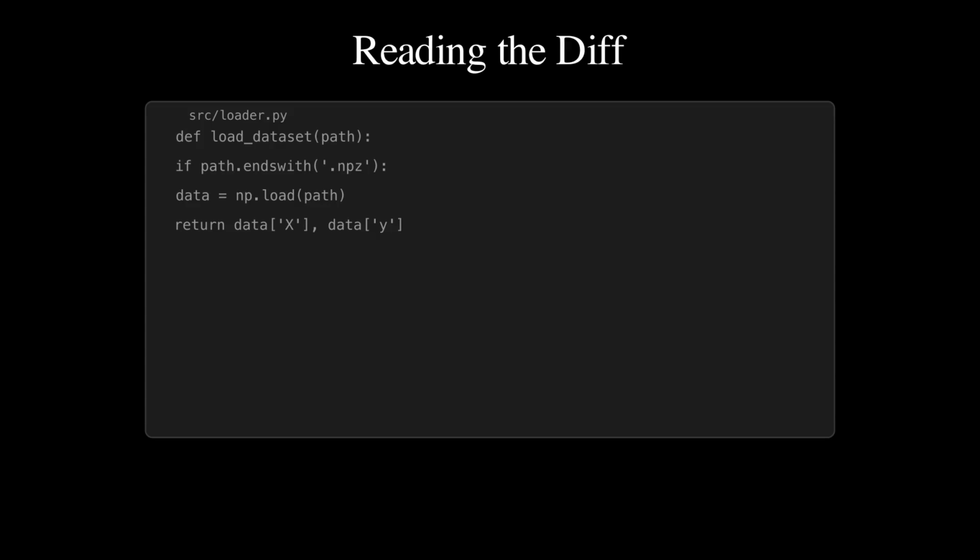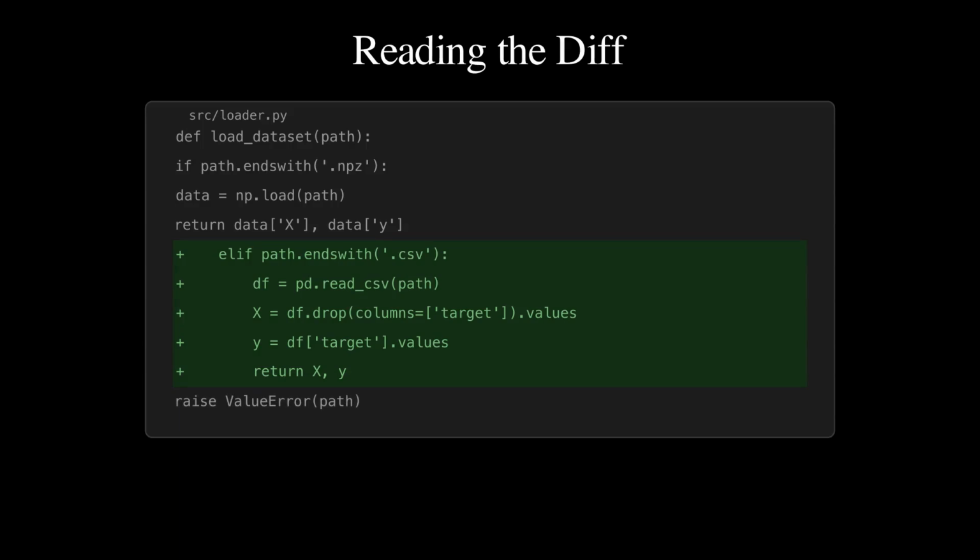Now the habit at the center of it all: reading the diff. A diff is a compact view of what changed between two versions of a file. Lines added are marked with a plus, lines removed with a minus. Here the agent has added a CSV branch to a loader. Four green lines. If the path ends in .csv, read it with pandas, split off a column named target, and return features and labels. It runs.